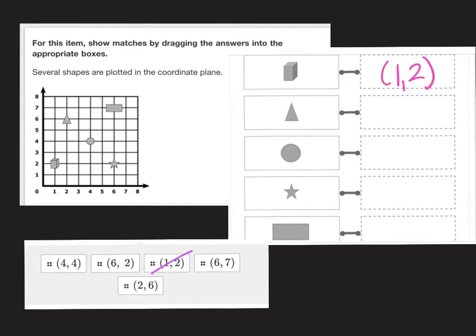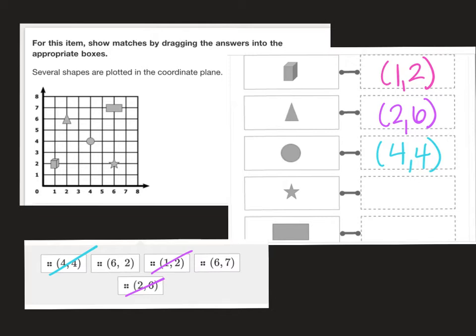All right, so we've used that one. The next one is the triangle. Again, we would go right 2, up 6. So your answer for this one is 2, 6, and we're going to mark that one out. Next one is the circle. We've got to go right 4, up 4. So that one actually has 4, 4.